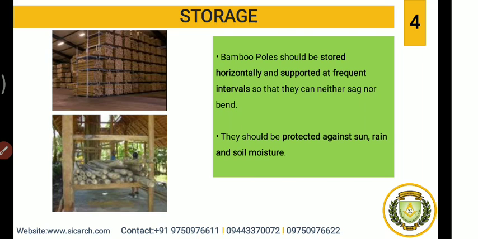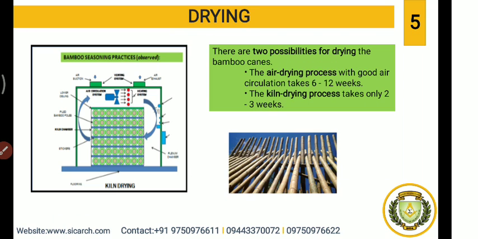Storage. So bamboo poles should be stored horizontally, like seen in the image, which should be supported at regular intervals. So here, this kind of support should be given at regular intervals so that it won't have bends. Bamboo should be protected against sun, rain and soil moisture.